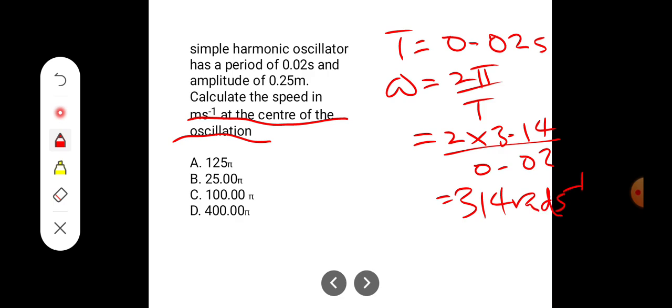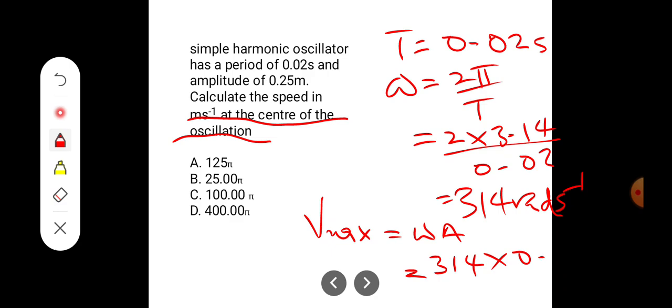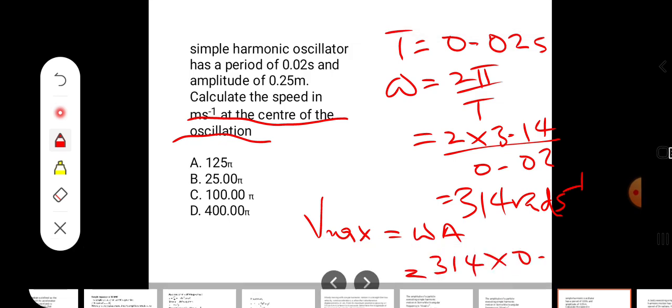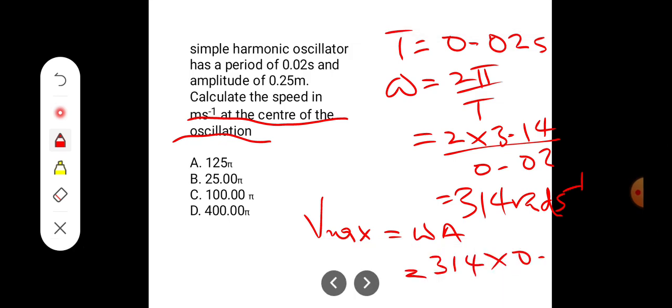So with this now, we can find the maximum velocity, which is the velocity at the center of oscillation, omega A. So your omega is 314 multiplied by your A, your amplitude is 0.25. So let's do that quickly. Sorry, that's a mistake. 0.25.